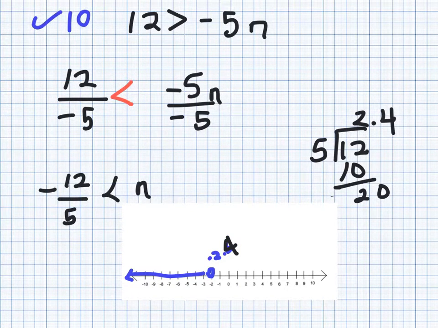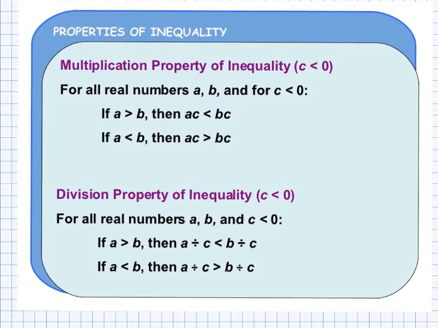Negative 12 over 5, in order to know where to put that on the number line, you divide 12 by 5 and you get 2.4. It's going to be negative because we were working with negatives there. And so I now know that my point is negative 2.4. So that is an open dot, and it's going to be all the real numbers going to the left.